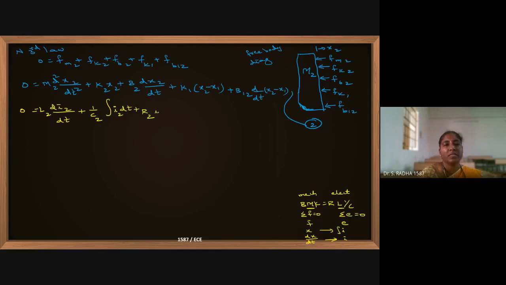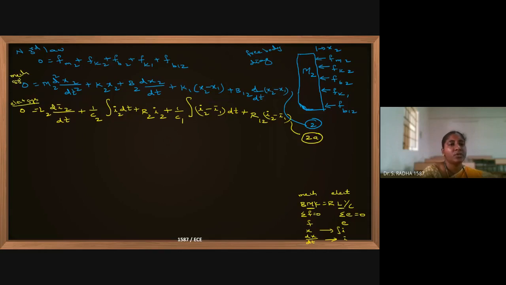First order derivative means current, so this is I2. Plus K1 means 1 by C1, integration of I2 minus I1 dt, since X2 minus X1 becomes I2 minus I1. Plus B12, where B means R, so R12 times I2 minus I1. This is equation 2a. 2a is the electrical system, and equation 2 is the mechanical system where we wrote the differential equation.